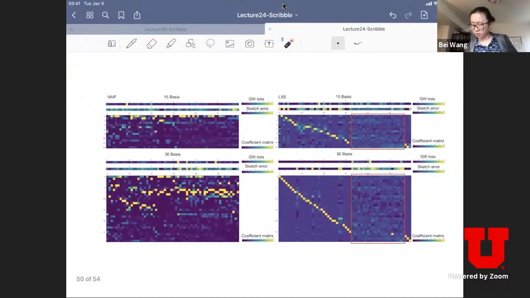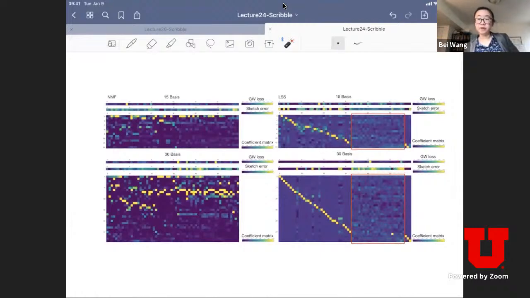The coefficient matrix shows that each of those yellow entries, most of them, corresponds to the bases that you choose. This is using 15 bases. This is using 30 bases. And you can see that in this whole area, in this red box, even if I'm using 15 bases or 30 bases, I still don't get a very good representation of clustering, because in some sense, all the trees in here are represented as a linear combination of many of those bases. So you could expect that all this has a really, really high sketch error.